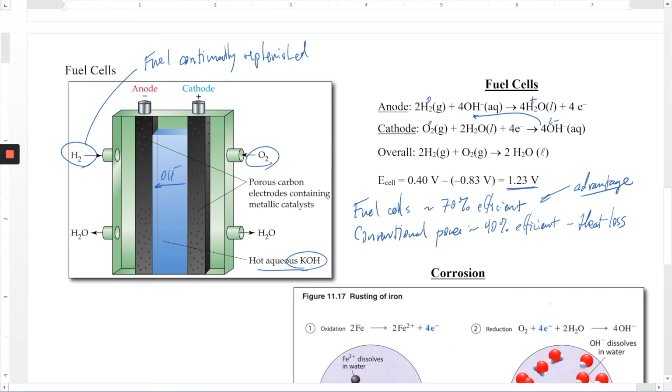One of those disadvantages is that they require expensive metal catalysts. So these metal catalysts, as I said, they're expensive, and they get contaminated.